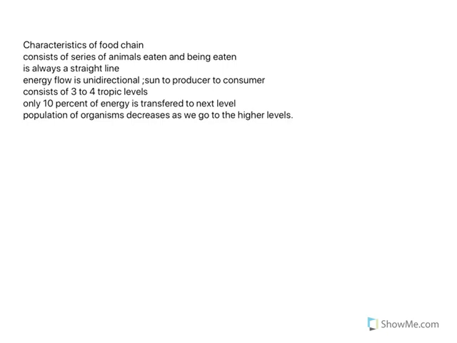Let's go ahead and learn the characteristics of a food chain. The first characteristic, it consists of a series of animals eating and being eaten. Second, a food chain is always a straight line. Next, energy flow is unidirectional, sun to producer to consumer. It consists of 3 to 4 trophic levels. Only 10% of the energy is transferred to the next level. Population of organisms decreases as we go to higher levels.